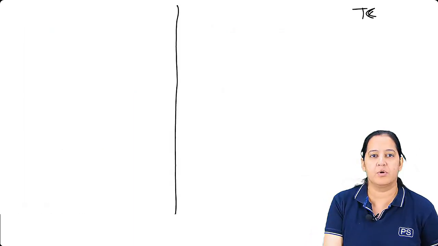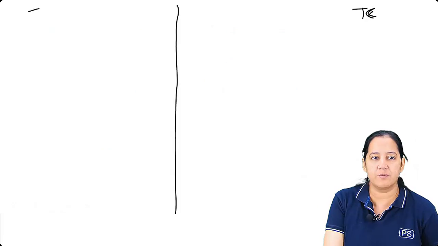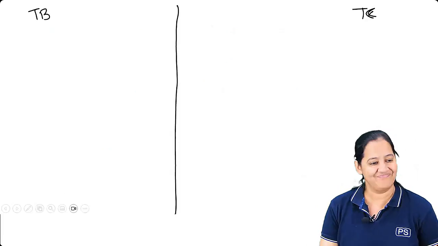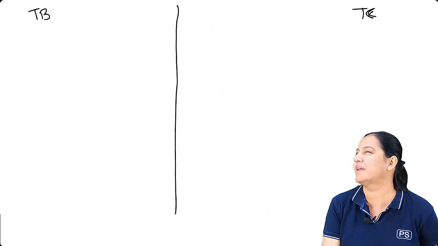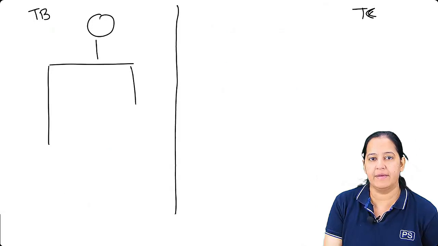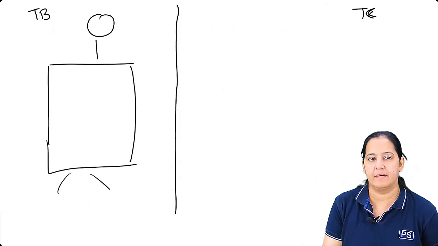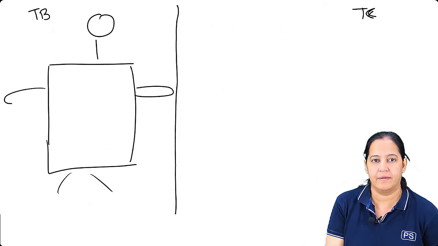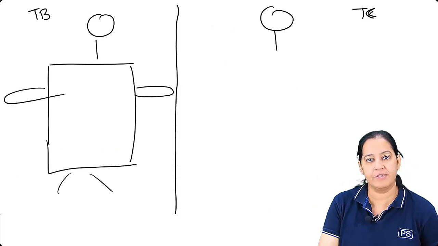Okay, brucei is not visible to you. So this one is Trypanosoma brucei. This one is cruzi. Let me think how to draw. Let me draw two human bodies for you. This is a human body. And let me draw the same here. You just compare back to back.